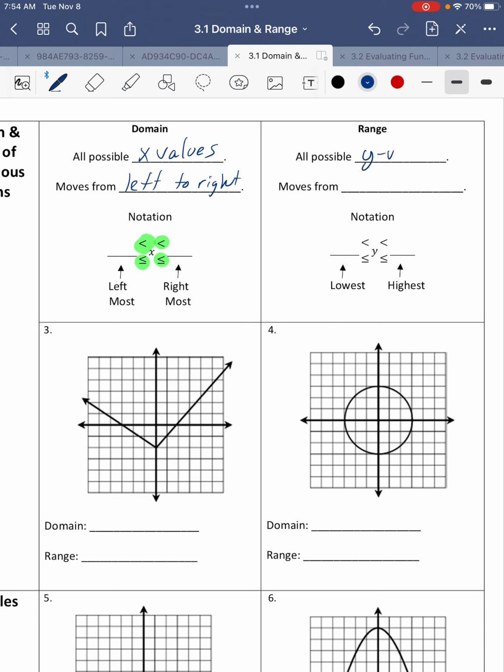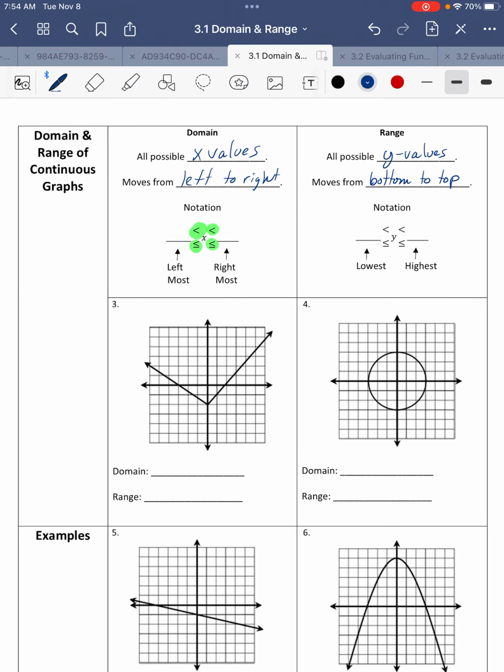Range, all the possible y values, and the y-axis is a number line, and we're always going to write those least to greatest, and the smallest numbers on that y-axis are at the bottom, and then the biggest numbers are up top on the y's. And again, we write those with less than signs or less than or equal to.